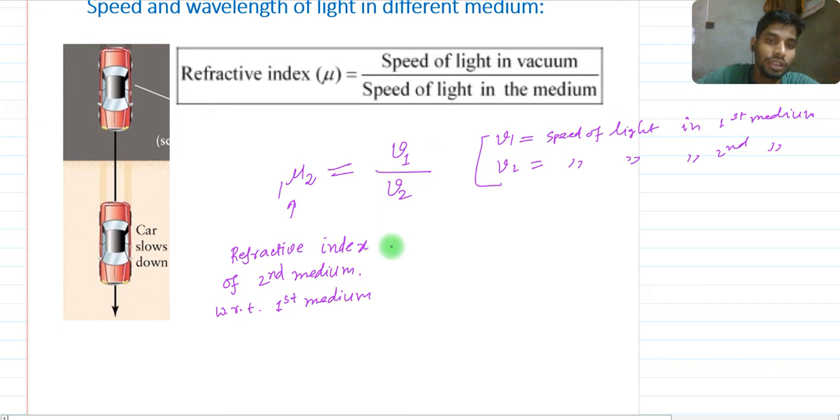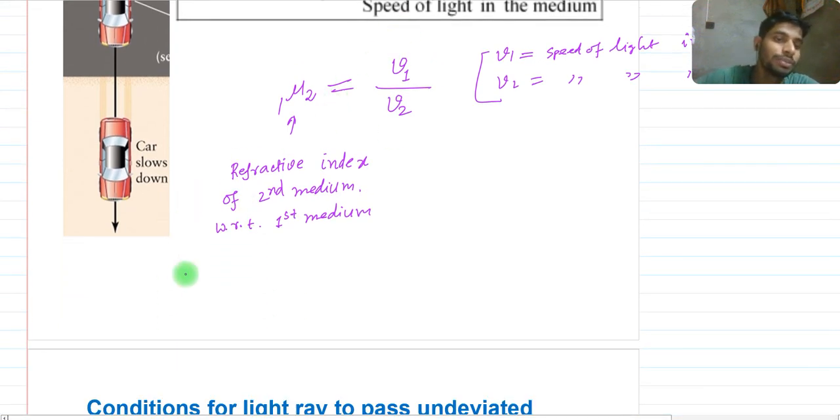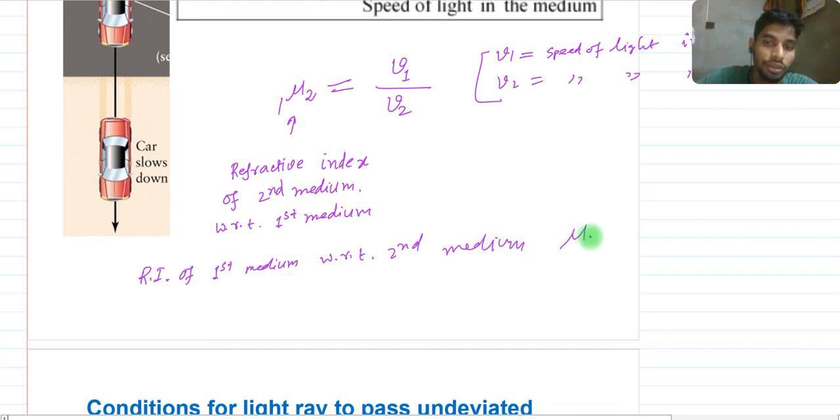One minute. If we want to find the refractive index of the first medium with respect to the second medium, then we can write 2 mu 1, meaning the refractive index of the first medium with respect to the second medium. This can be written as V2 by V1.